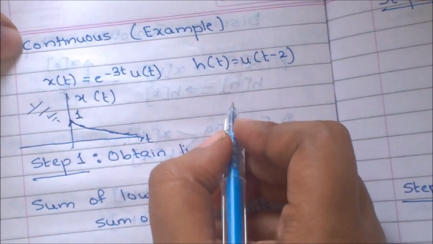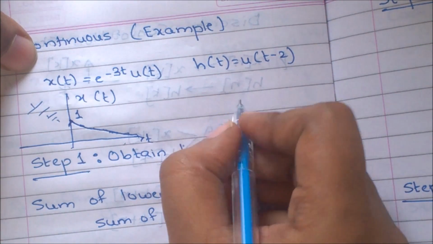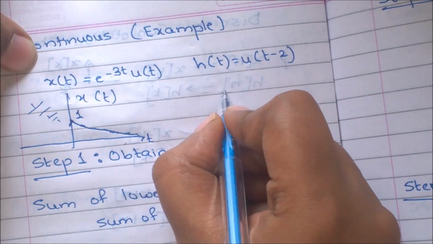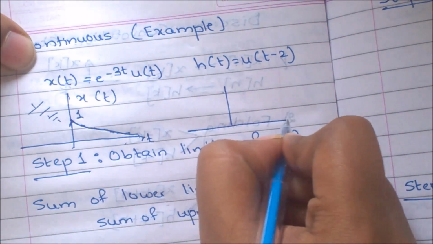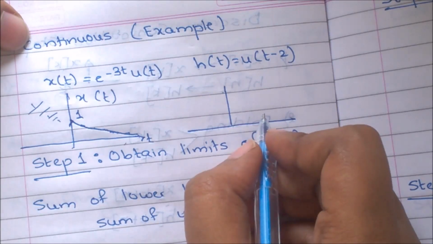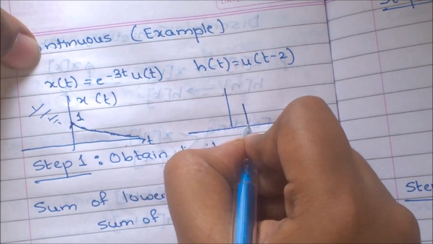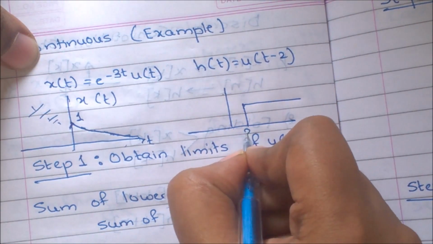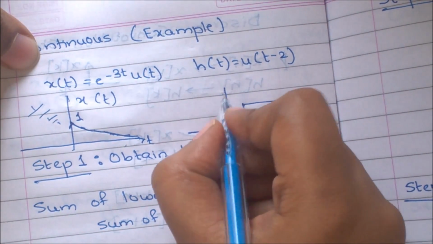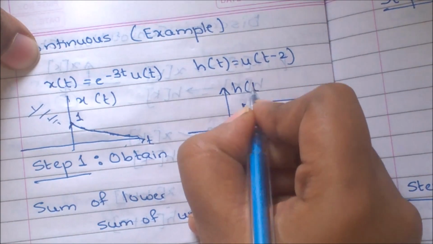And for h of t, u of t minus 2, that is shifting of the unit step signal by 2. And it is getting delayed by 2. So at 2 this signal will start. This is h of t.